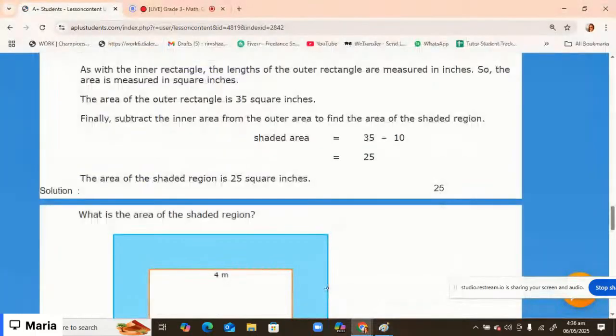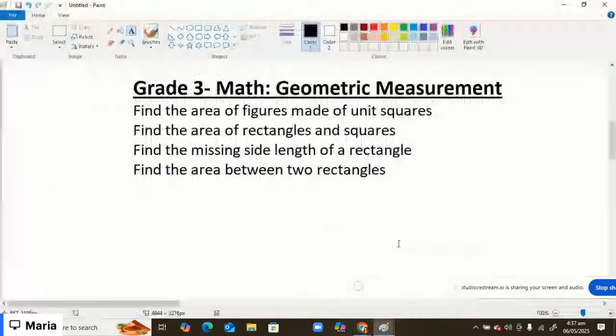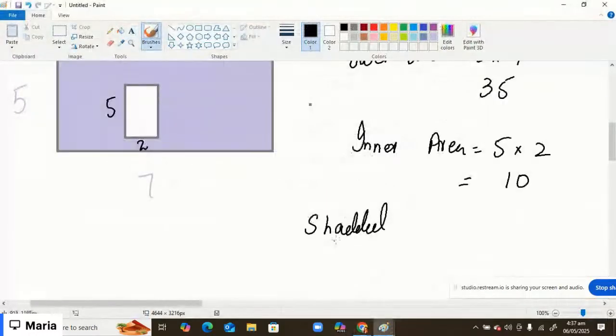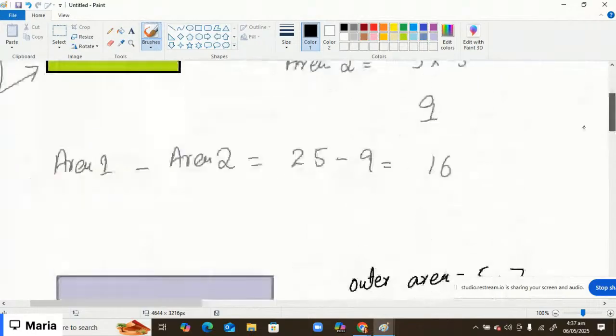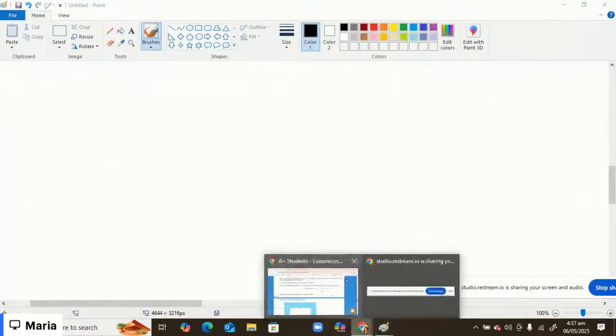How much is the area of the shaded? Let's write it down, the shaded area. So how much is the shaded area? 35 minus 10. What is the answer of 35 minus 10? Everyone tell me please. This is 25. So that is the area. Okay. So we find the area of this shape, then this shape. Let's do the test questions now.